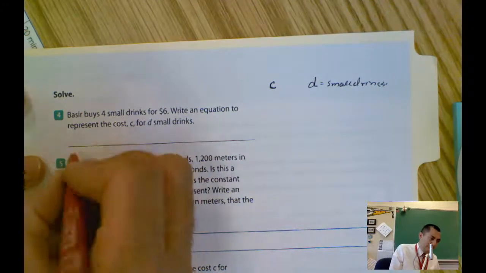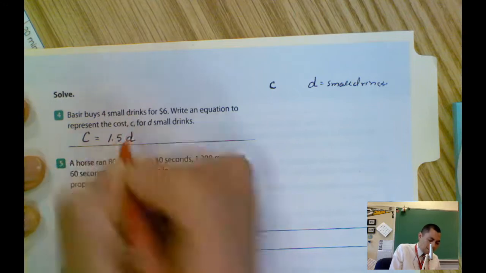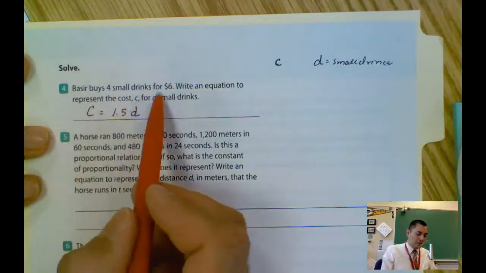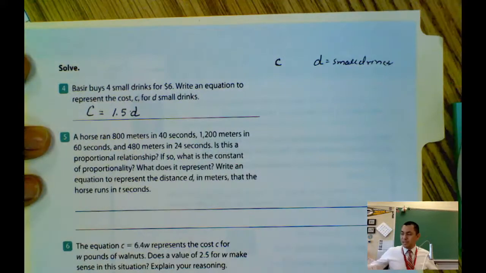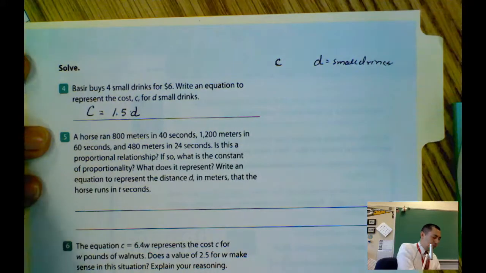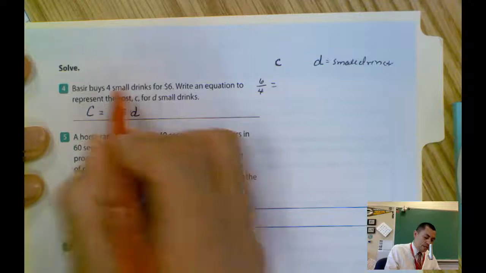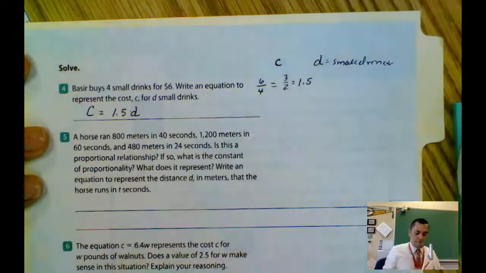So the equation will be C equals 1.5 times D. That's your equation, okay? Because he buys 4 small drinks for $6. You need to write an equation to represent the cost C for D small drinks. So it's 1.5. In this case, what we did is divide 6 over 4. We simplify, okay? And it's 3 over 2. And we know that 3 over 2 is 1.5.